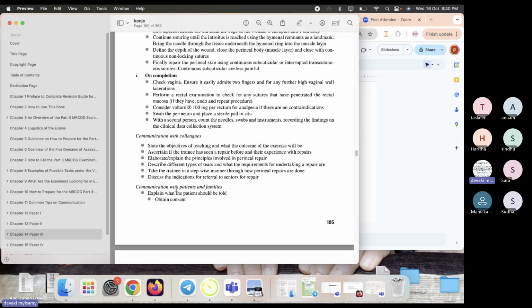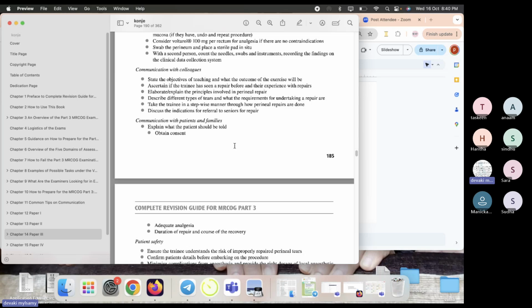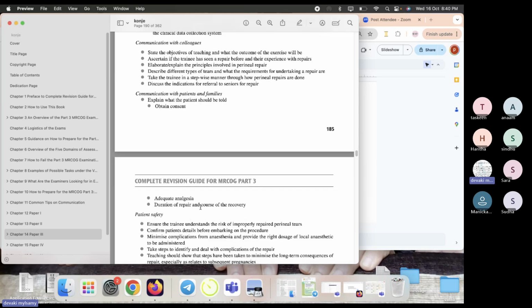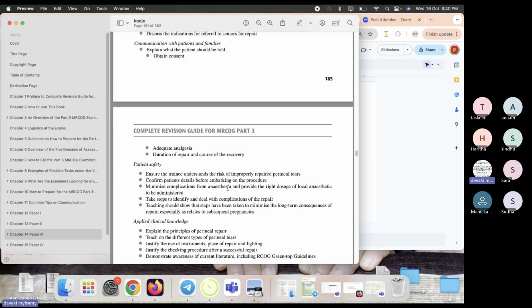Communication with patient and families. Explain to the patient what we are going to do, which you had explained, and obtain consent. Adequate analgesia, duration of repair and course of the recovery: what we need to tell her.